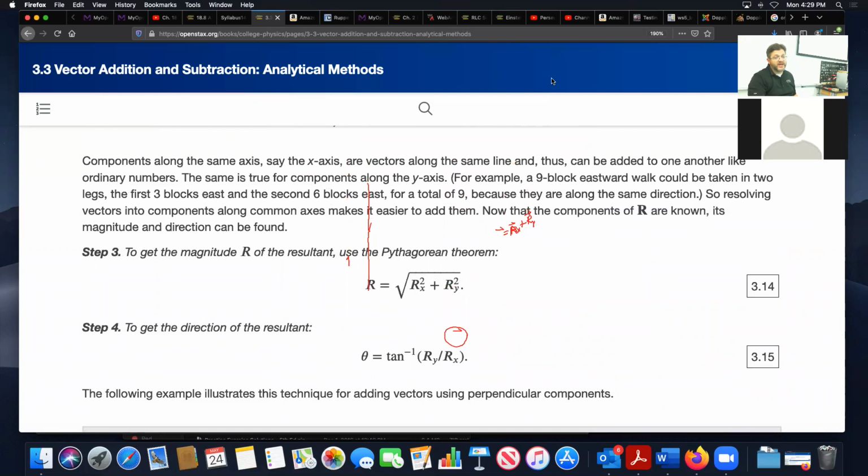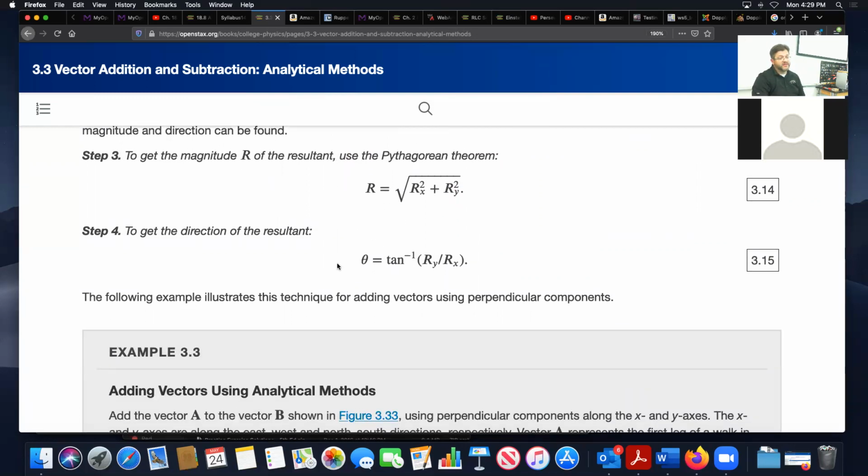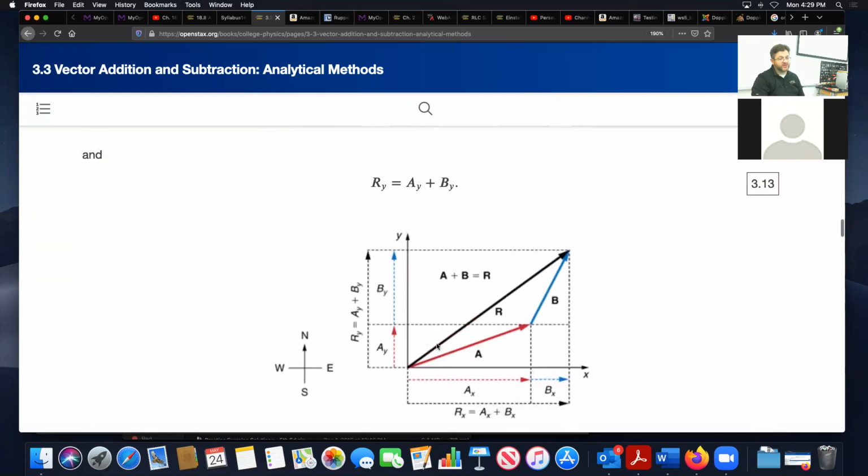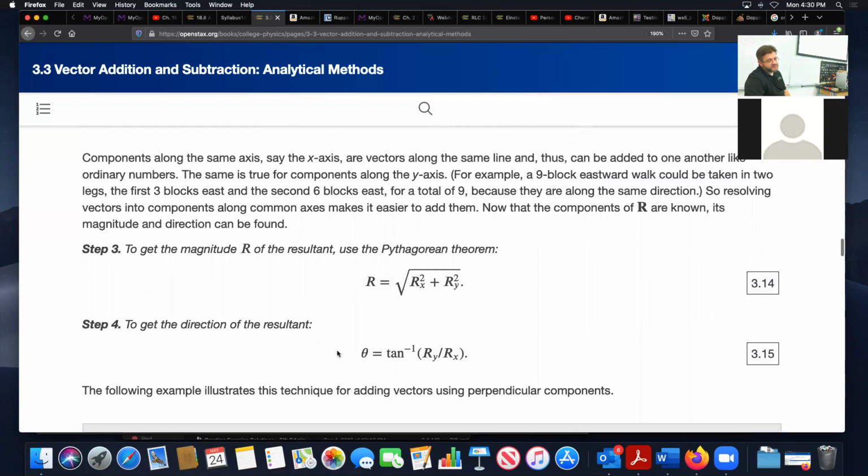Now, if you want to know the total length of your resulting R vector, you can use the Pythagorean theorem, because your Rx and your Ry are perpendicular to each other. So you can use the Pythagorean theorem and calculate the length of R. And if you want to know the angle, that is equal to the inverse tangent of the Y component over the X component. If theta goes from the x-axis, then that would be the opposite side over the adjacent side, which is another one of those ratios that we talked about with trigonometry. So these two equations become quite useful in that way.